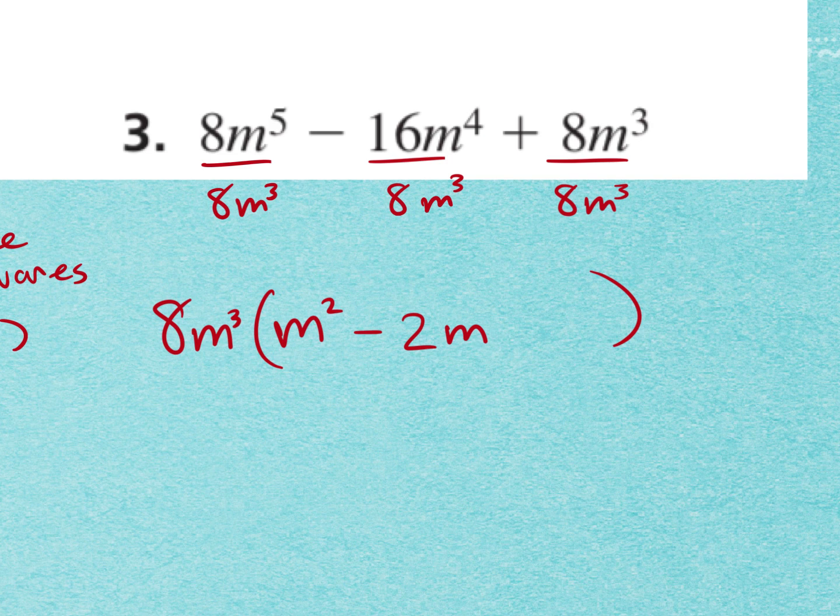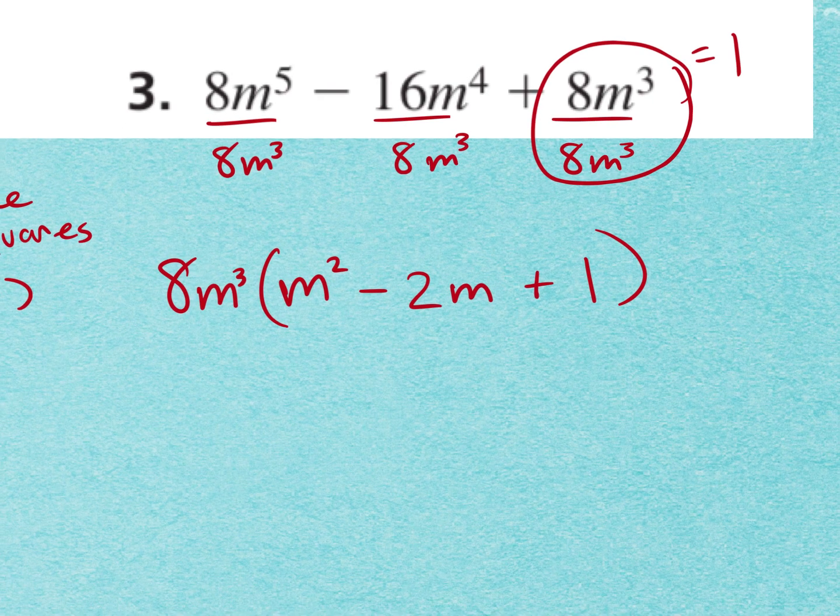What's 8m cubed divided by 8m cubed? 1. It doesn't just go away. This is equal to 1. It's like 5 divided by 5 is 1. If you divide a number by the same thing, it is 1. Doesn't disappear. So be careful with that.